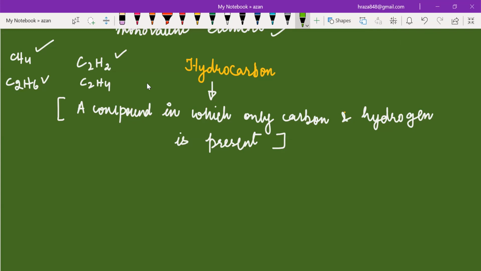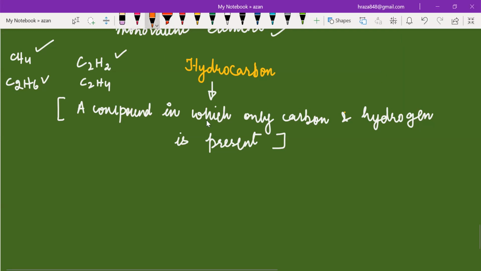Sir, 4. Always remember, that's good. Carbon will form only 4 bonds, not more than 4 bonds. And if it is forming less than 4 bonds, that means it is not stable. Are you getting my point?